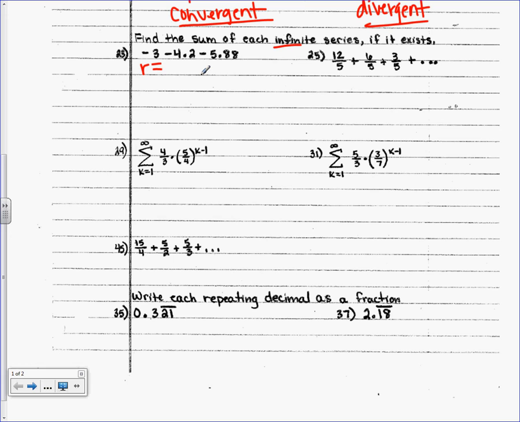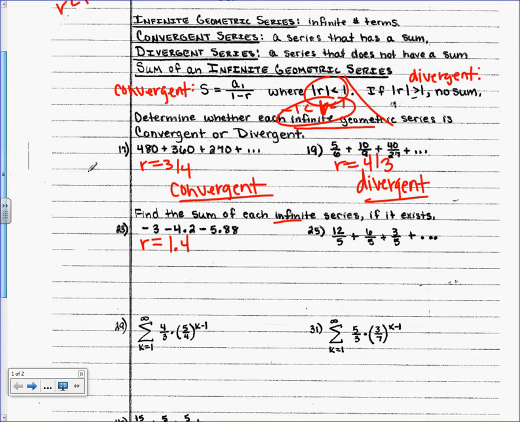And what do you get? 1.4? Anybody not getting 1.4? So where are we at? I'll have to go back up, sorry. Is that in between -1 and 1, basically is what that means? Or is it greater than or equal to 1? Greater than or equal to 1. So, no sum exists. Everybody okay?